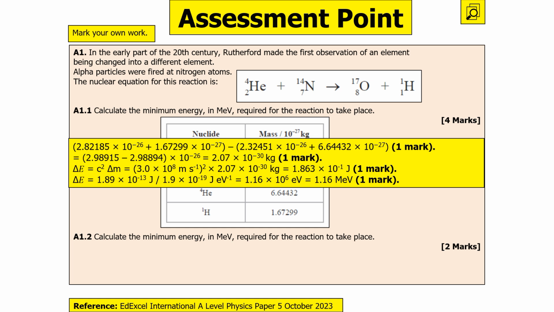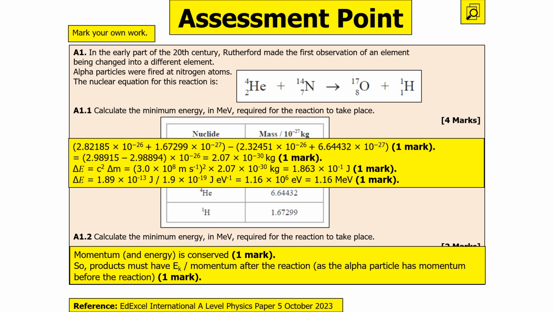Now, we know that momentum and energy must be conserved in a reaction. So the products must have the kinetic energy after the reaction, so it must be the same as it was before. So you can work it through that way as well.